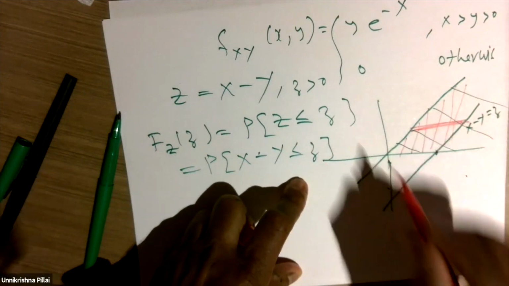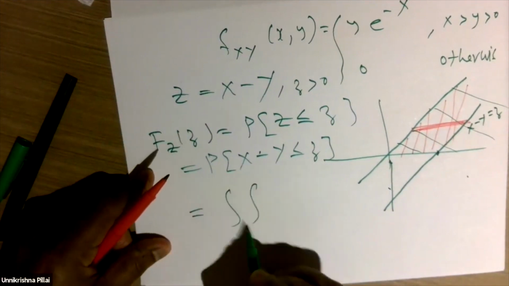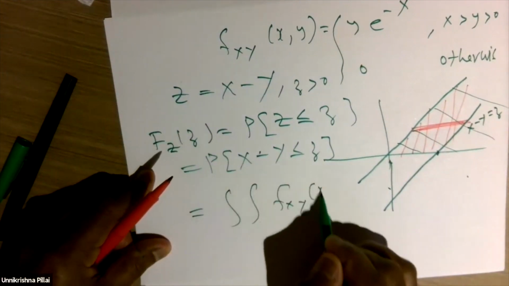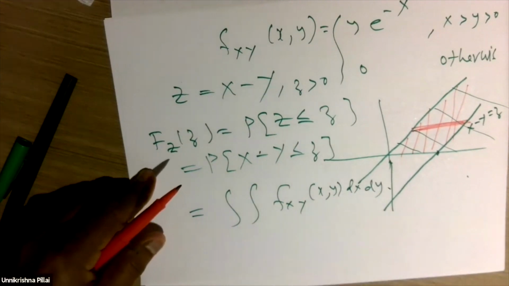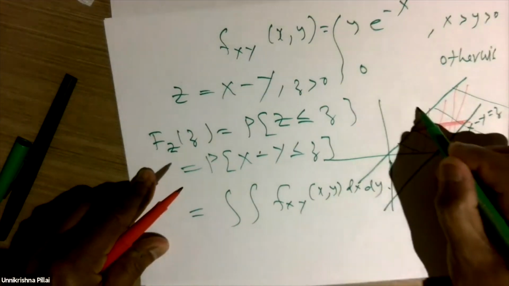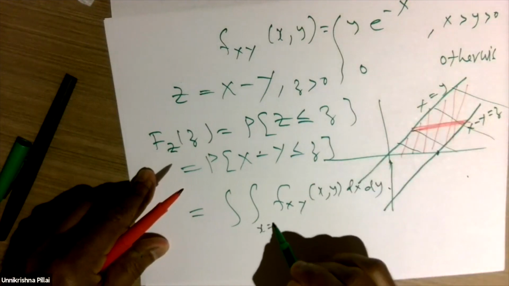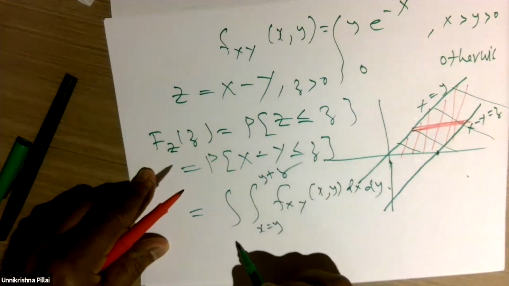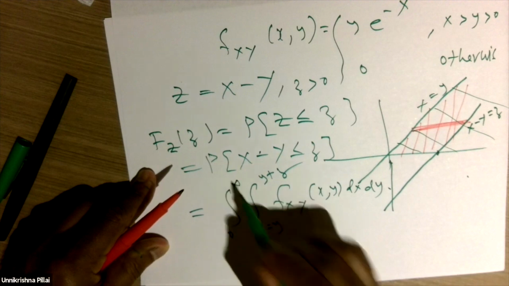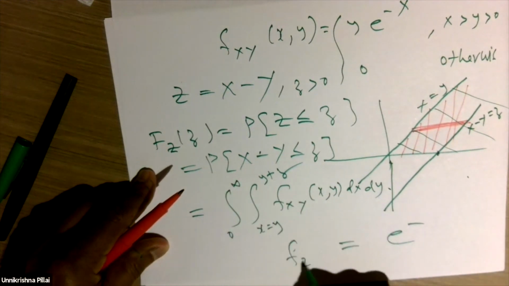I'm going to leave it to you to integrate over the strips. What will be the limits on x, and what will be the limits on y if I integrate x first? X goes from y to y plus z. And y goes from 0 to infinity. All right, so do this and you'll get the answer.